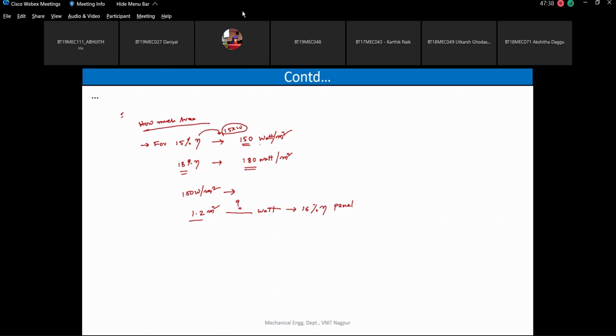So you can find it out. You can calculate it. Suppose you have 10 meter square area at your rooftop. Then how much power can you generate if you use, suppose, an 18% efficiency panel? So you can calculate this way. Just calculate it.